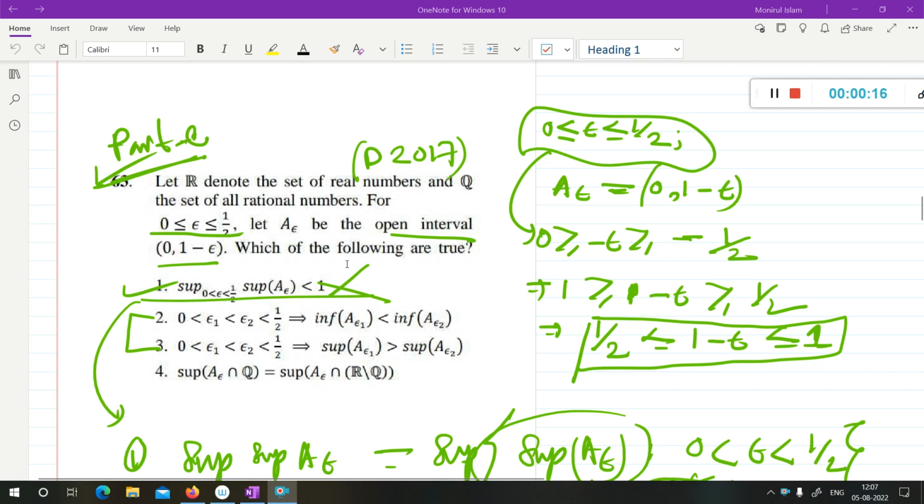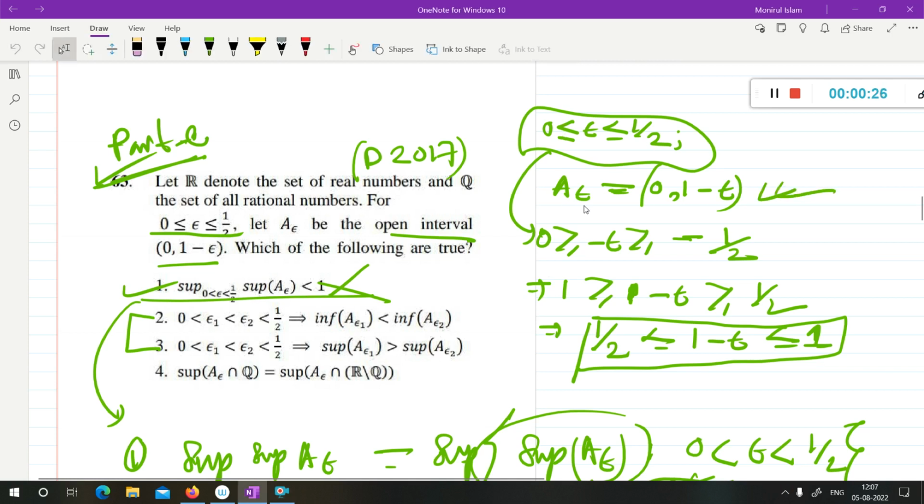Epsilon is the top end of this. Then this first option says supremum of epsilon is less than 1. See, 0 < epsilon < half, and A_epsilon is the interval (0, 1 - epsilon). If you multiply by minus 1 and add 1, you can say 1 - epsilon lies between half and 1.